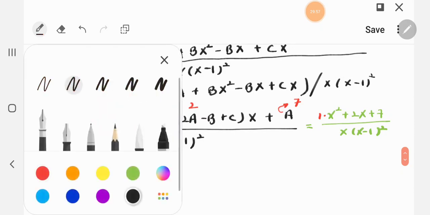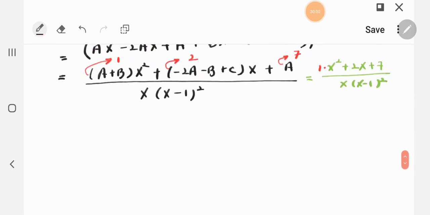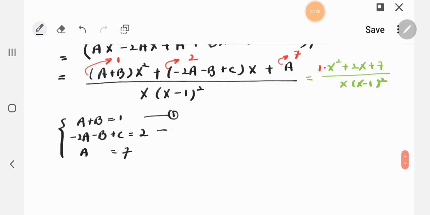So let's write a system of equations. So a plus b is equal to 1 and negative 2a minus b plus c is equal to 2, and finally a is equal to 7. All right, we already found a. Already a is given. Let's say these are equations 1, 2, 3. Already a is 7, so let's find b. Because from equation 1, let's find b.